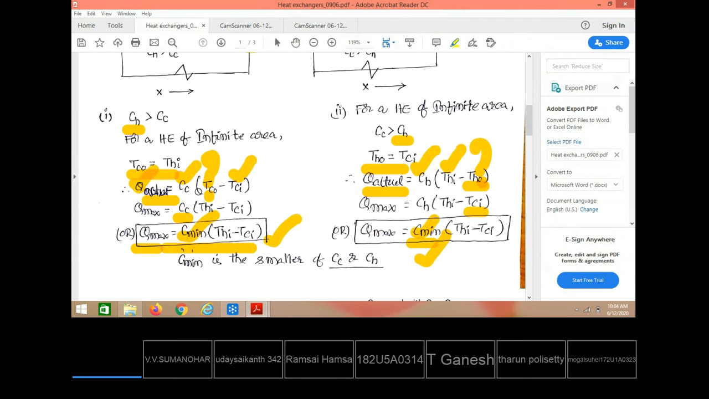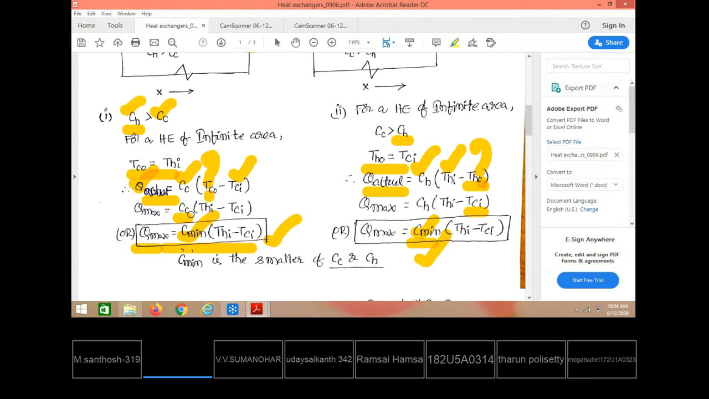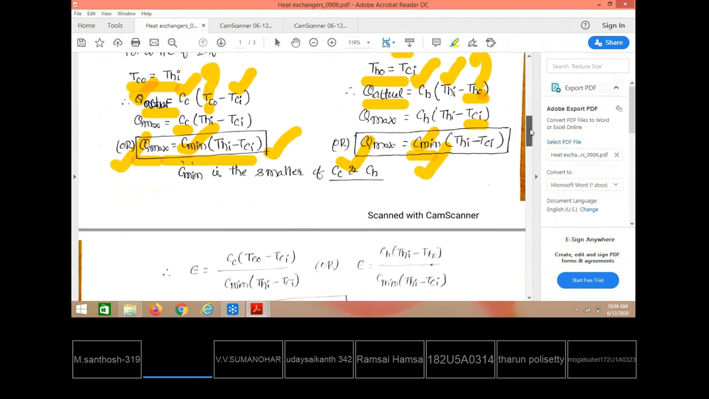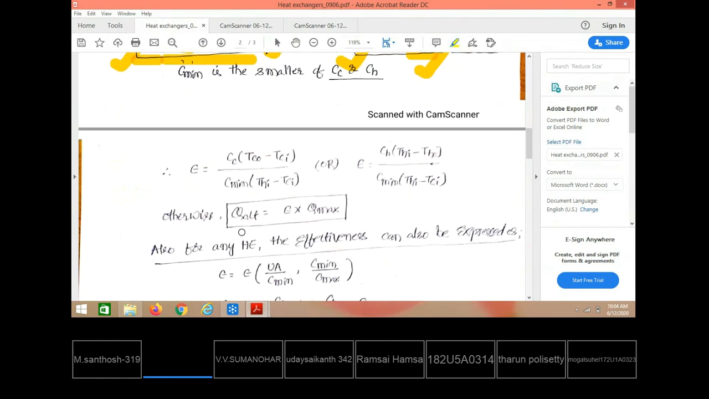So we know the mass flow rate and the specific heat. From there we can calculate Ch and Cc. Out of these two, the smaller can be substituted here. The hot fluid inlet temperature is known and the cold fluid inlet temperature is known. From there, either from this equation or from this equation, Q maximum can be calculated. So the same thing I have written.